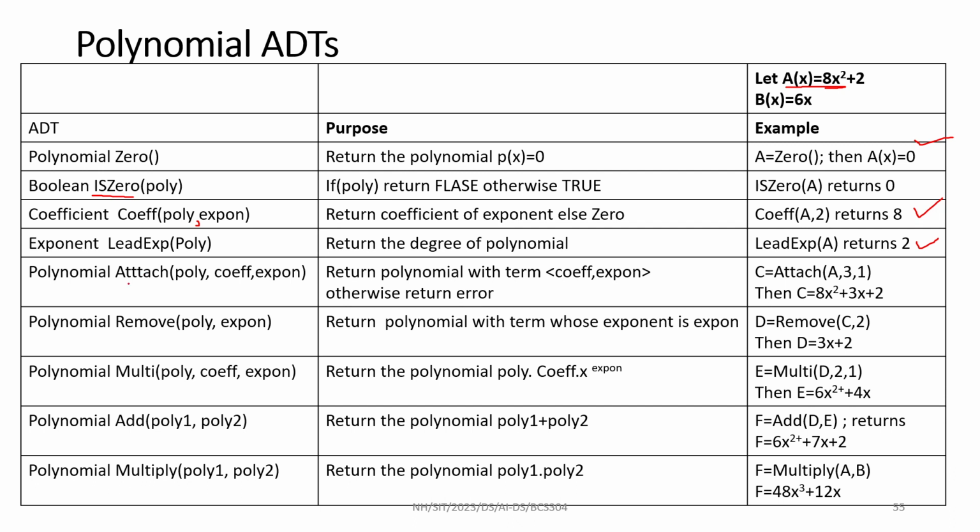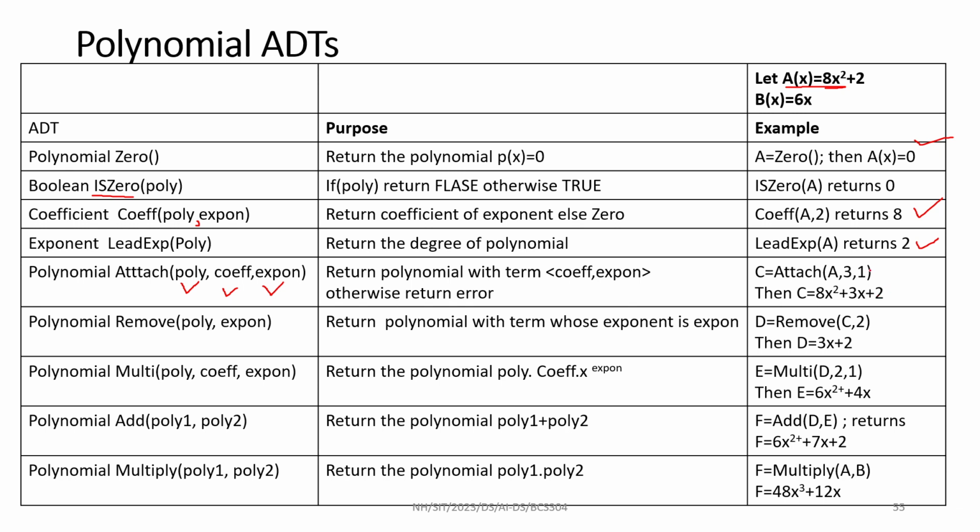Now I have to attach, because after adding or multiplication, the terms that are generated will go to the result. For that, we need this, where you're going to attach a term to the polynomial. The term has two parts: one is the coefficient part, the other is the exponent part. For example, for a I have to attach one more term, with exponent 3 and coefficient 1. So that becomes like this: 8x square plus 3x plus 2.